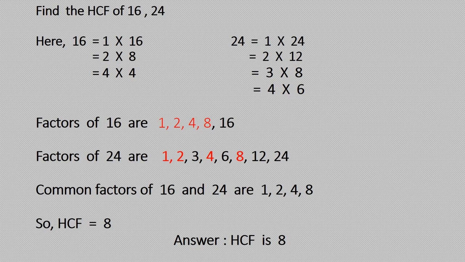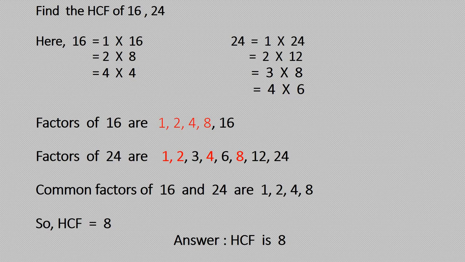Now HCF. We are finding HCF from 16 and 24. In this math, I am using the factorization system. How can we factorize the number? 16. What are the factors of 16? 1 multiplied by 16. 1 is a factor of 16. 2 multiplied by 8. That means 2 and 8 are also factors of 16. 4 multiplied by 4. That means 4 fours are 16. Both are also factors of 16.